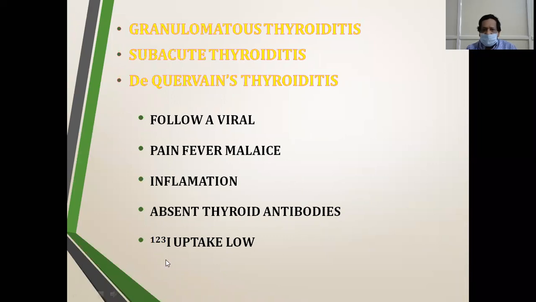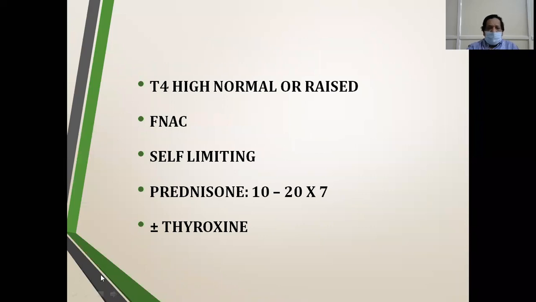I123 uptake is low. T4 is high normal or just slightly raised. Again confirmed by FNAC. It is self-limiting because it is inflammatory. You need to give prednisolone 10 to 20 milligrams for 7 days, plus slowly taper. You know how to taper and why you should taper these steroids. And again, you know what the minimum dose is when you have to start the taper, plus or minus thyroxine.